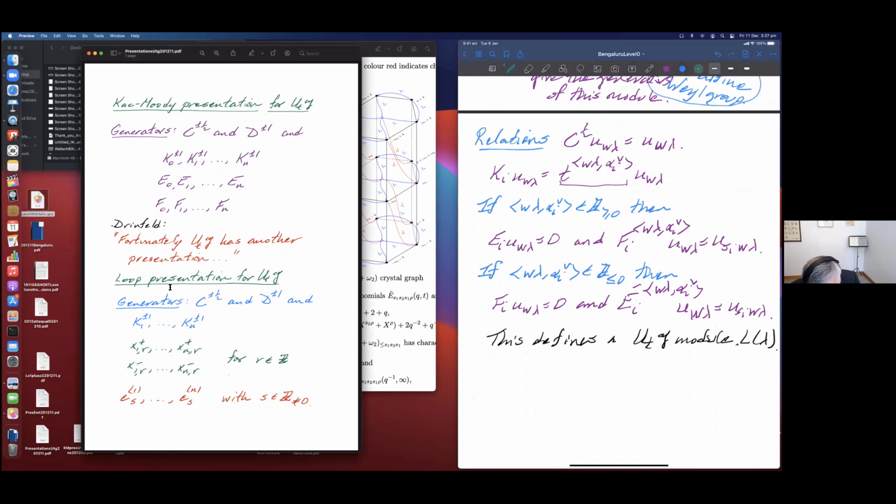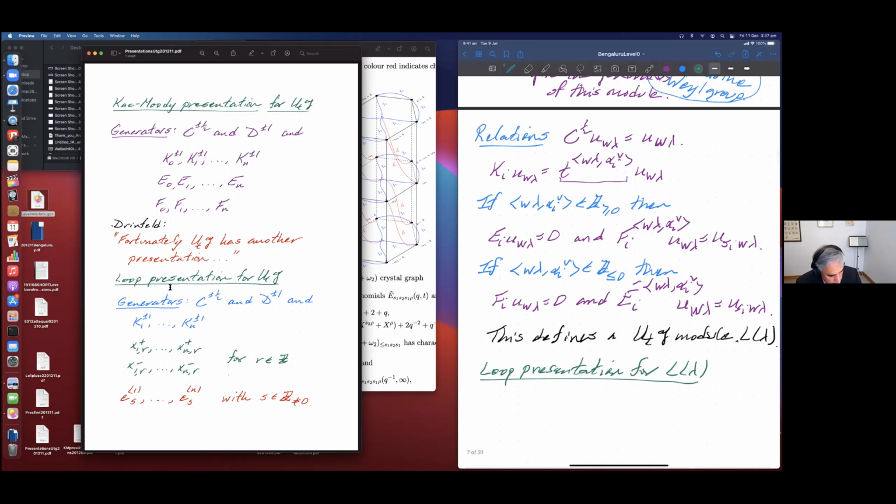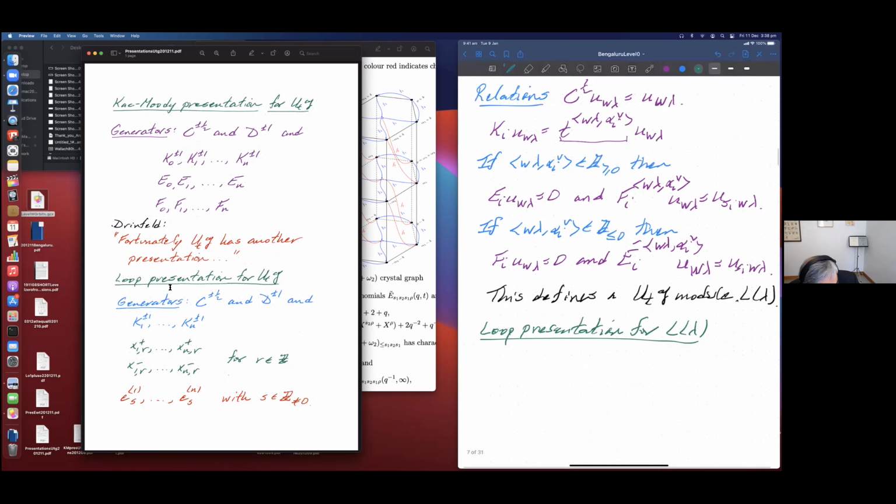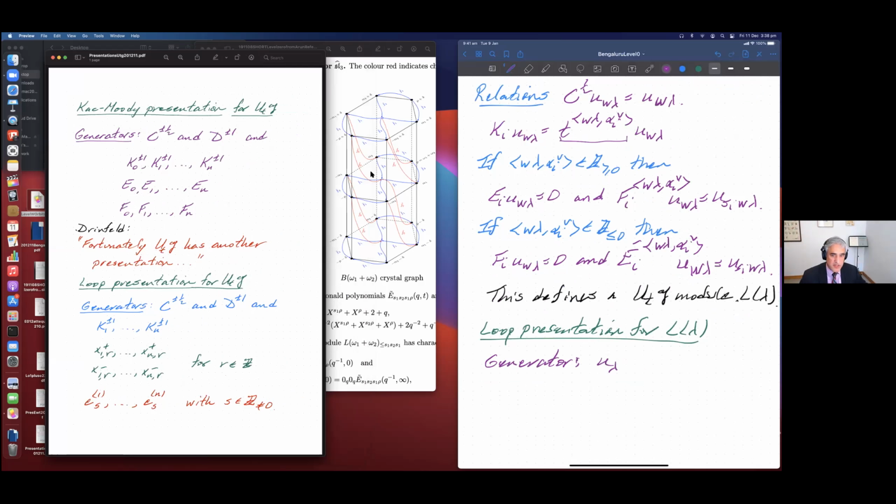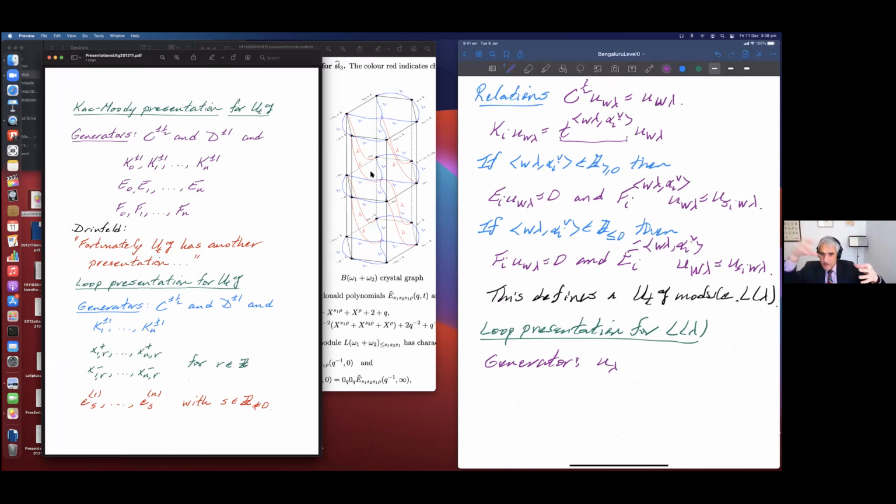But of course, it couldn't be more wonderful that there's another presentation for this module using the loop generators. So in this presentation, there's only one generator, U lambda. So I don't need all those black dots anymore. Here I was working with all of these black dots, an infinite number of black dots, and then generating the module. And now I just take one.